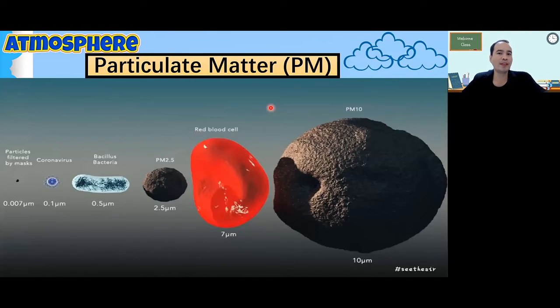So if you look at the slide here, this is PM10, right? So the size of PM10 is bigger than the size of your PM7. And your PM7 is bigger than the size of your PM2.5. How about your coronavirus? Where is it? So your coronavirus is here. So can you just imagine the size of your coronavirus versus the size of your PM10. So they are very, very tiny, M1.